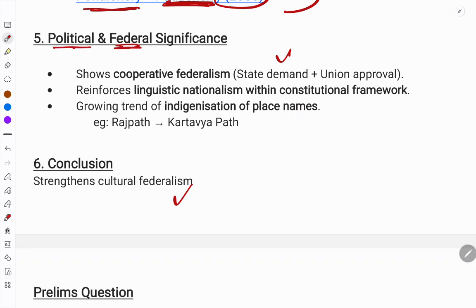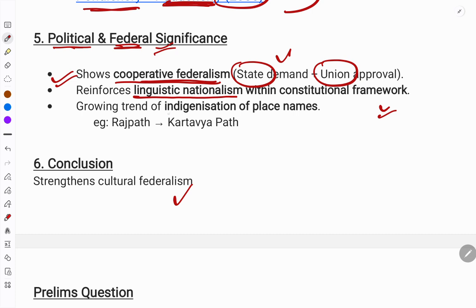Next is the political and federal consequences, or the significance of this. The first significance is that it shows cooperative federalism, where the state and the union are collaborating. In the past few months, we have seen certain conflict between the state of Kerala and the central government, along with other states also. Such an initiative, where both the state and the center are collaborating, can help in strengthening cooperative federalism. At the same time, it shows the linguistic nationalism of India, that is, the linguistic diversity of India. We are preserving our linguistic culture, and that is one of our key features of Indian society.